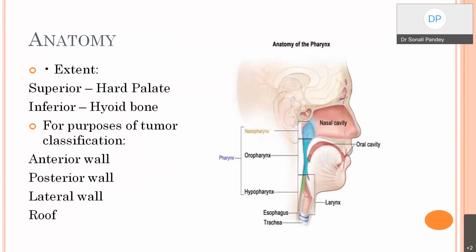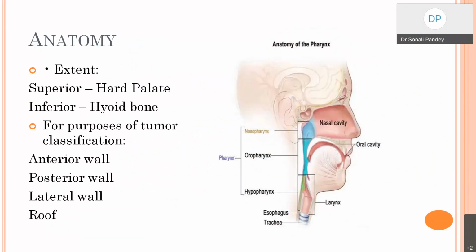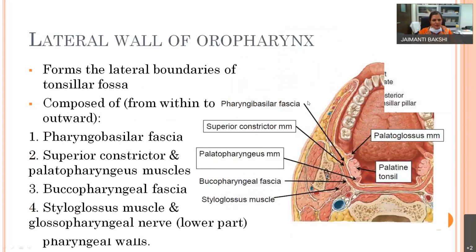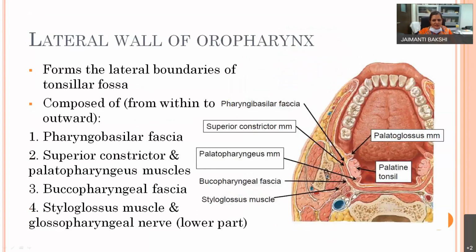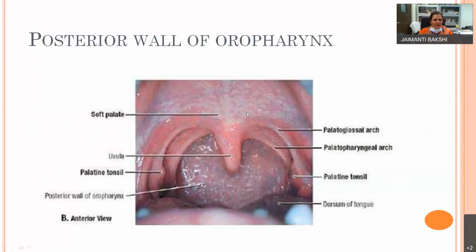First will be the anatomy. So anatomy has 3-4 slides. This is oropharynx. This shows the anatomy of the oropharynx. And here also this is the lateral wall of oropharynx. And this is the anterior wall of oropharynx. This is the posterior wall of oropharynx.